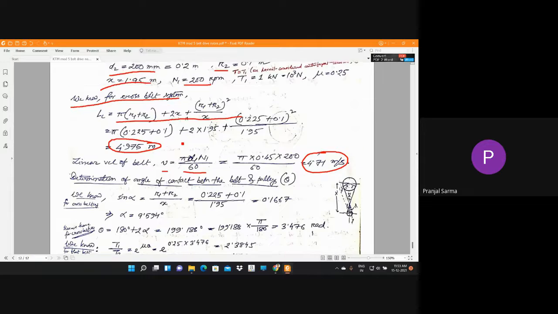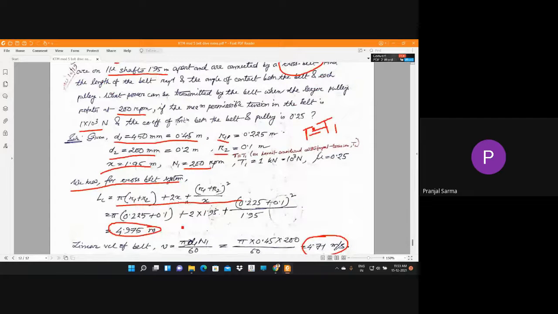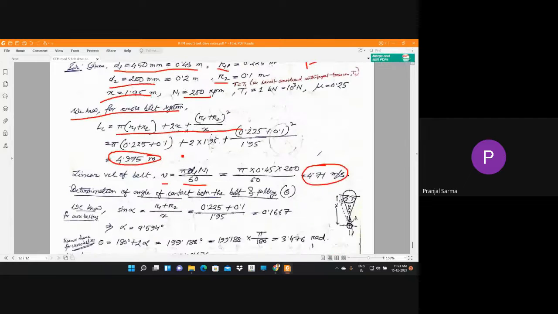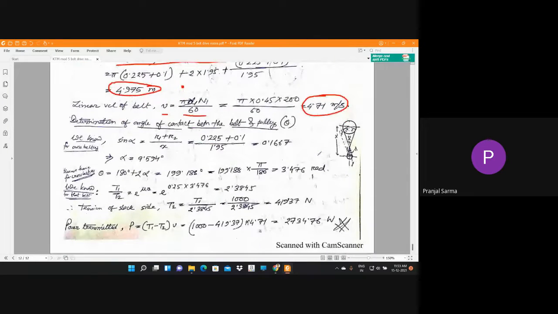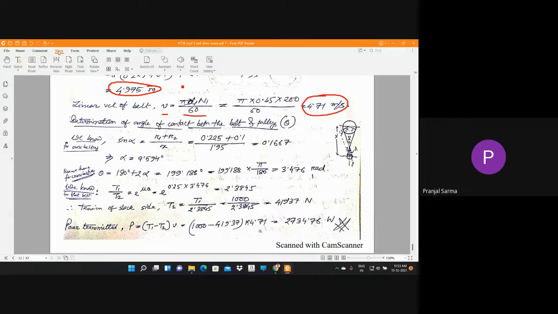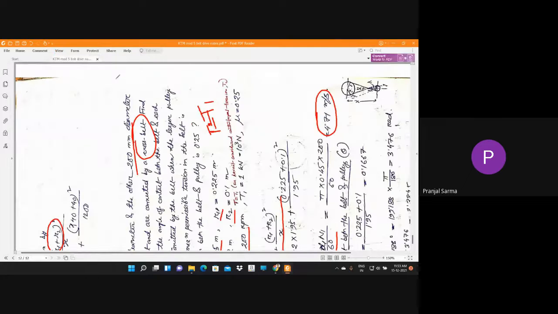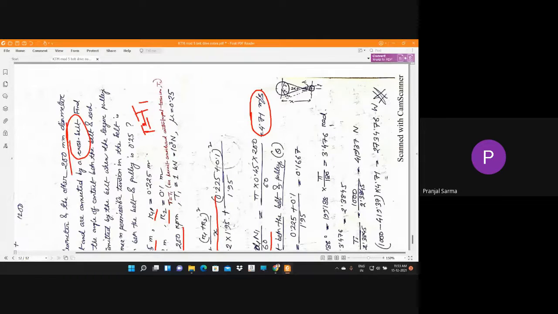Now you also need to find out the angle of contact between the belt and its wheel. That theta also needs to be found out. So, determination of angle of contact between the belt and the pulley. Now, if you recall, I'll just rotate the view so that you can see one of the figures. Wait, I'll zoom it.